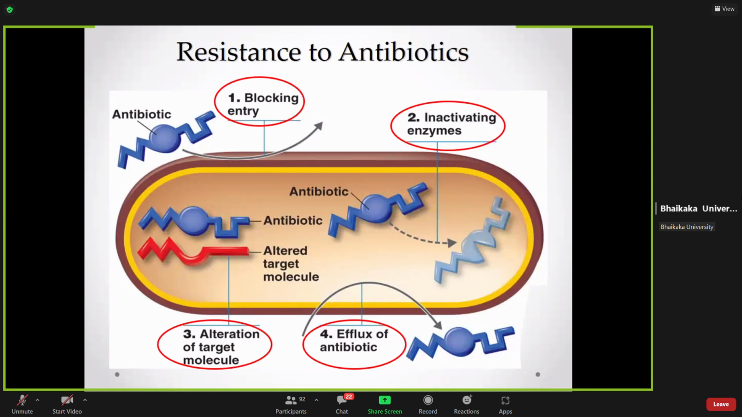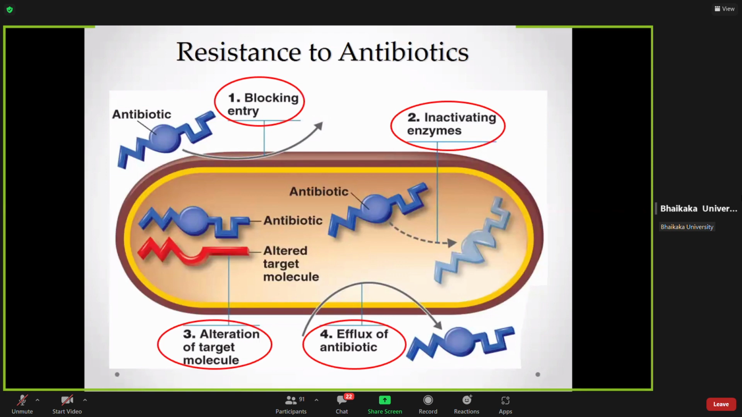So that is one. Second is inactivating enzymes. Bacteria are very smart. They observe the compounds which we give as an antibiotic, and they start producing certain enzymes, which will go and inactivate or break down the antibiotic compound itself.